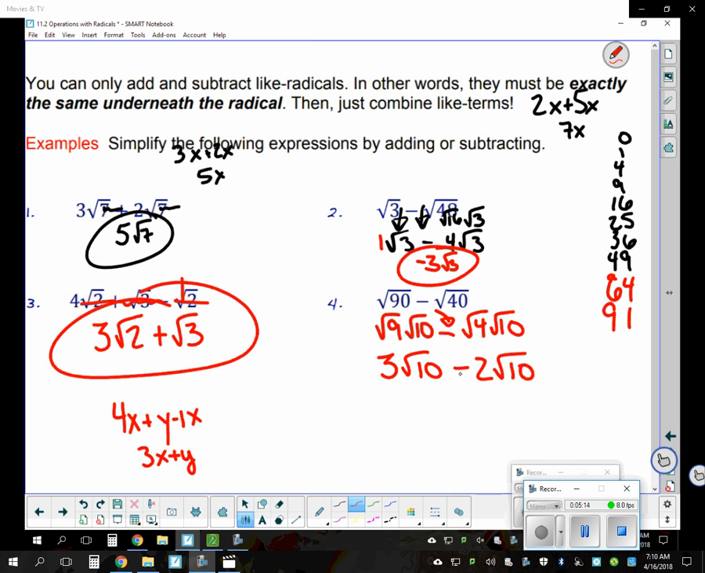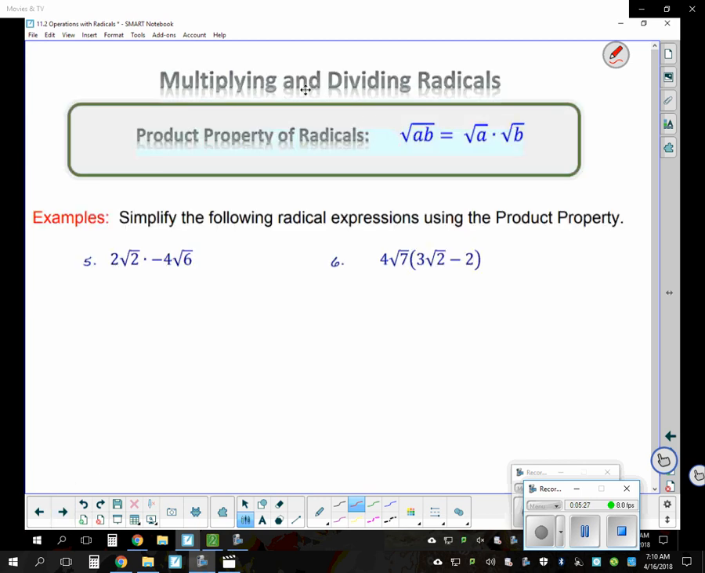And look there, now we have like radicals again. So 3 minus 2 is 1, and then square root of 10. We could just write square root of 10 here and know the one's there, but it certainly doesn't hurt to put it there. All right, now we're going to multiply and divide radicals. Still kind of using that product property of radicals we learned in the last section. That just means we can split radicals up, but we can also go the other way. We can put radicals together.